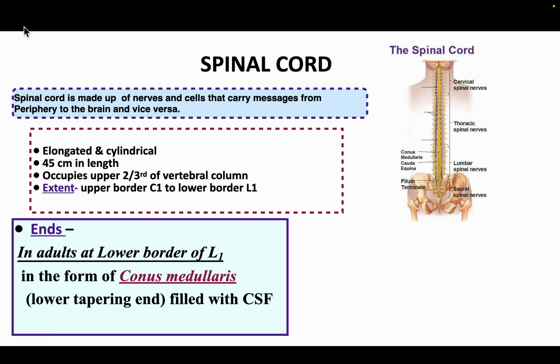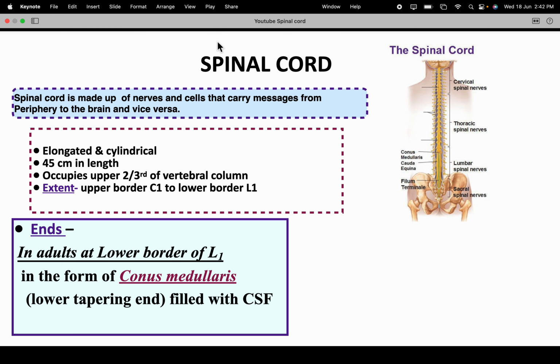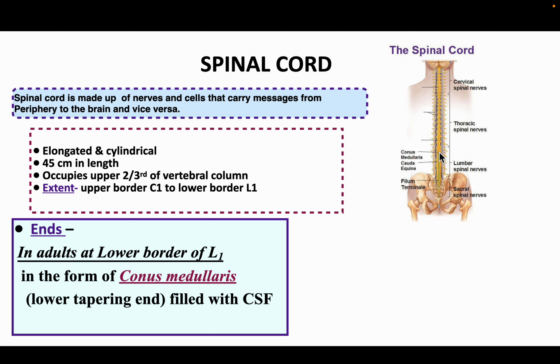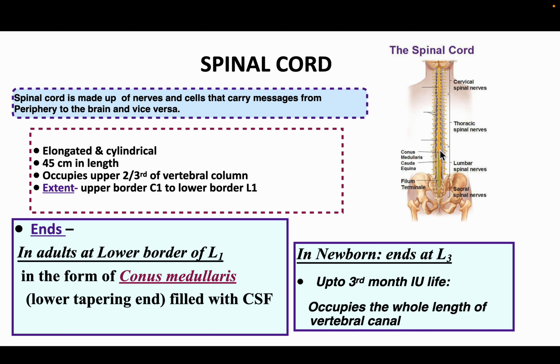Now in case of adults, this spinal cord ends at the lower border of L1 in the form of conus medullaris, you can see here. So this is the lower tapering end which is filled with CSF. In case of newborns, it ends at L3 and up to the third month of intrauterine life, it occupies the whole length of the vertebral column or vertebral canal.